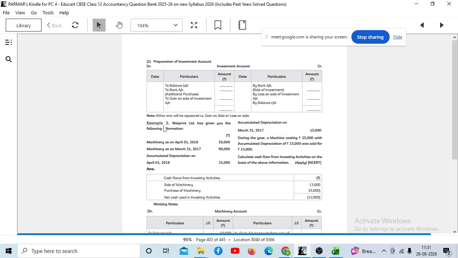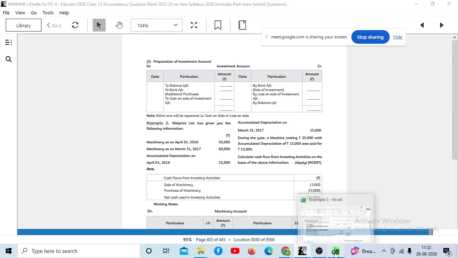Machinery on April 1, 2016 is 50,000. Machinery on March 31st is 60,000. Accumulated depreciation on April 1 is 25,000 and on 31st March is 15,000. During the year, a machine costing rupees 25,000 with accumulated depreciation of 15,000 was sold for 13,000. Calculate cash flow from investing activity on the basis of the above information, right? With the help of this information, we are supposed to find out the cash flow from investing activity.